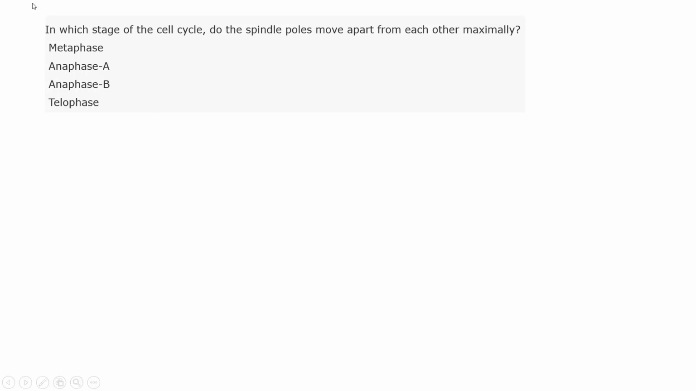Coming on to the next question. In which stage of the cell cycle do spindle poles move apart from each other maximally? Metaphase, anaphase A, anaphase B, or telophase. Which might be the answer? In which stage of the cell cycle do the spindle poles move apart from each other maximally?